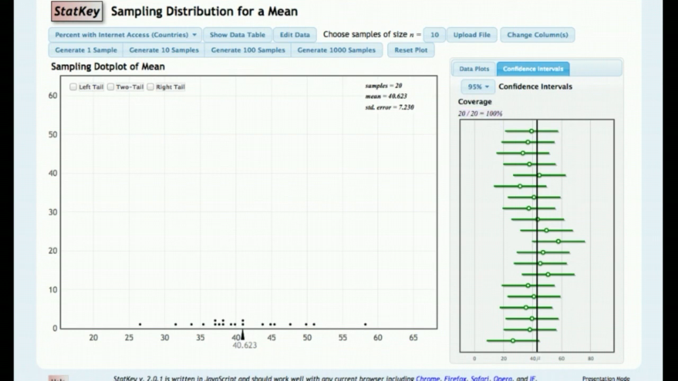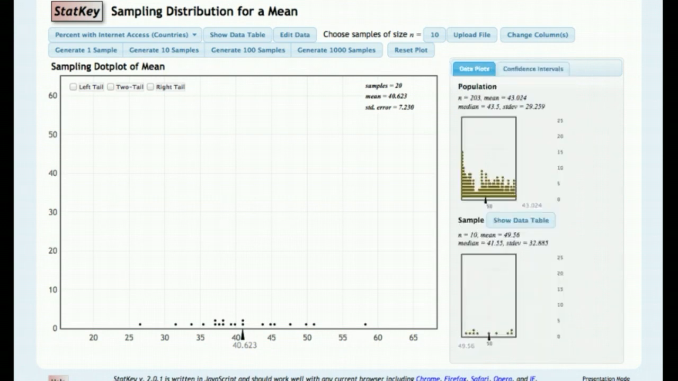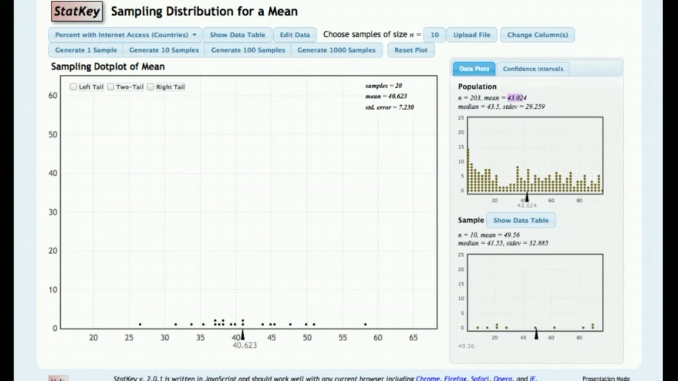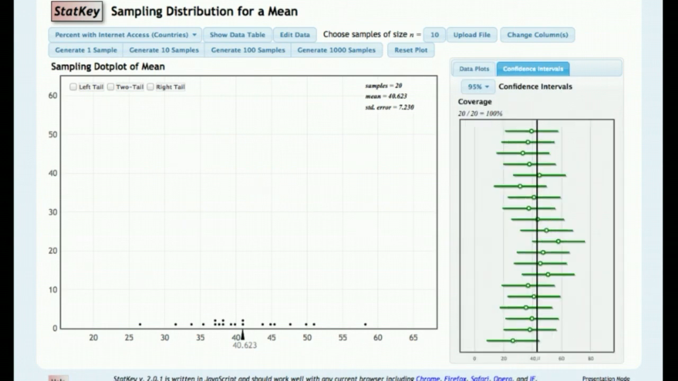So it's not always going to be exactly 95%, but on average you expect it to come out to be 95% coverage, meaning that 95% of those intervals were correct in that they did include the true population mean, mu, here, which is known to be, if we look back at our population, 43.024 in this case. And that's why we're able to tell which of these confidence intervals are correct and which are not.